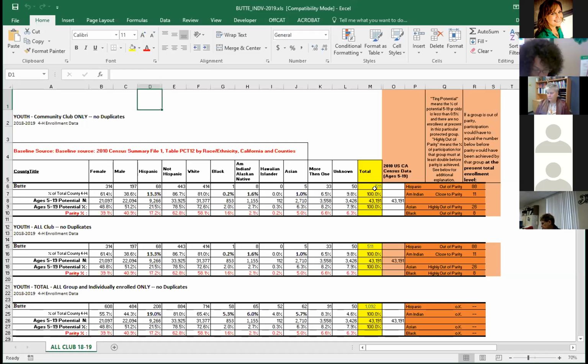And the number here in the very last column tells you, based on the current total enrollment shown here, for 511 people in this case for the community club only, for that particular county to be in parity for Hispanics, they would have had to have 88 Hispanics enrolled, and of course you see they only had 68 enrolled, so they're not in parity for Hispanics yet. But that's what those numbers in the last column show you.